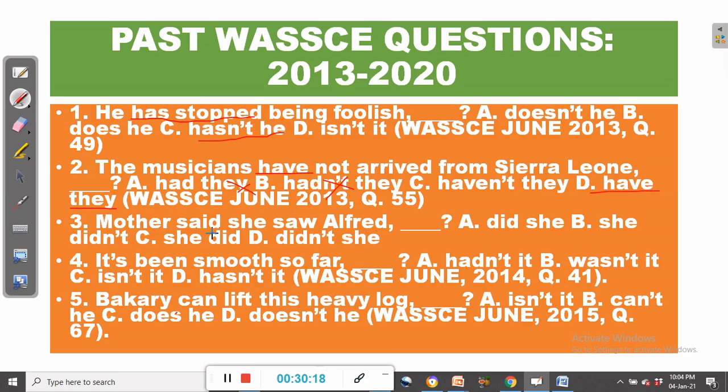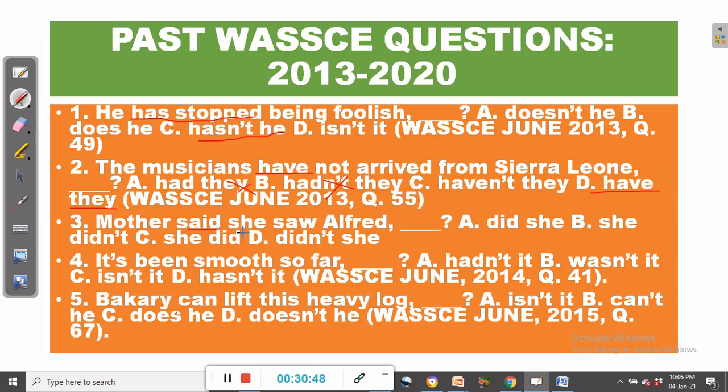So this is positive and this is past tense. So you have to look at the positivity or negativity of the statement. Then another thing you should consider is the tense of the verb. So here we have a positive statement and a past tense. So we will be looking for a negative tag and a past tense.